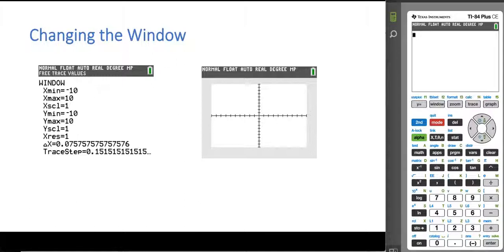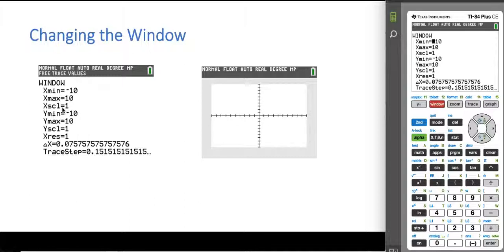I put this on the PowerPoint slide, but if you press Zoom 6, because that's the standard window, you're going to see the graph. This is a graph which I've also copied onto the PowerPoint. If you look at the actual window, it shows that the smallest x value is -10. The biggest x value is +10. Now this x SCL stands for x scale, and it says the x scale is 1. That simply means it's counting by 1.